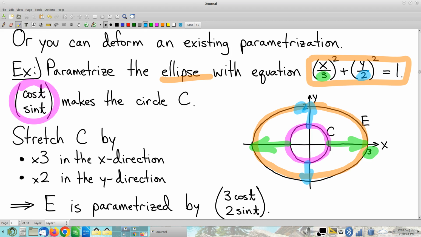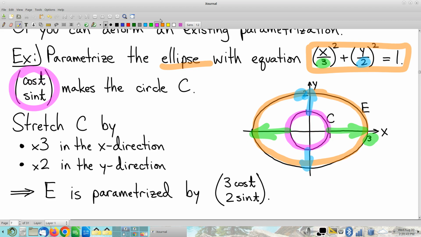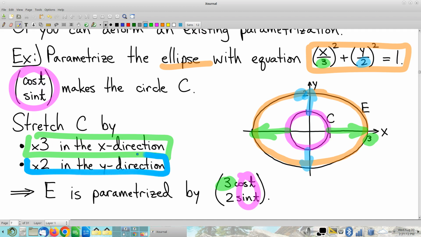So I'm going to need to take my existing parametrization of cosines and sines. I'm going to need to stretch by a factor of 3 in the x direction. No problem. You want to stretch it out like this horizontally? All the x coordinates are going to get 3 times as big. Boom. I just made the x coordinates 3 times as big. Likewise, I'm going to need to stretch vertically by a factor of 2. Okay, cool. Easy to multiply all the y coordinates by 2. Bam.